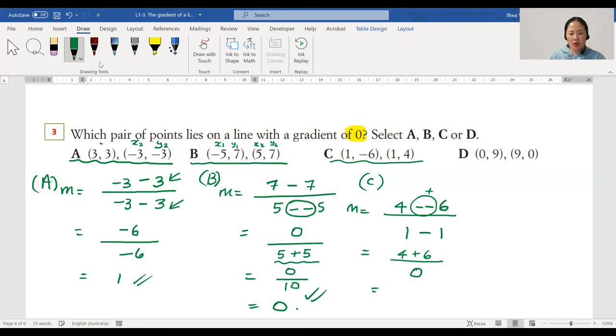So it'll be 10 over 0. But we can't do this. Why? Because you cannot divide it by 0. You can't divide it by nothing. So this one can't even make sense.